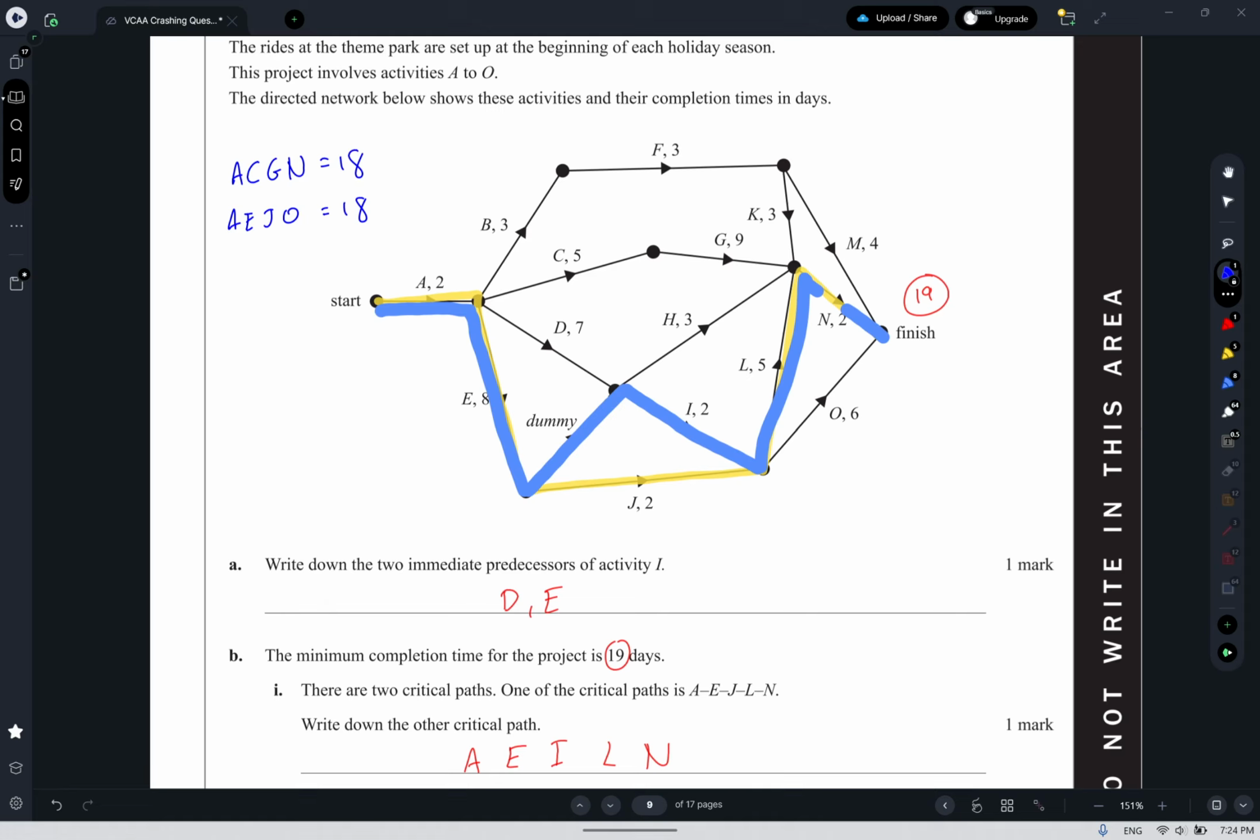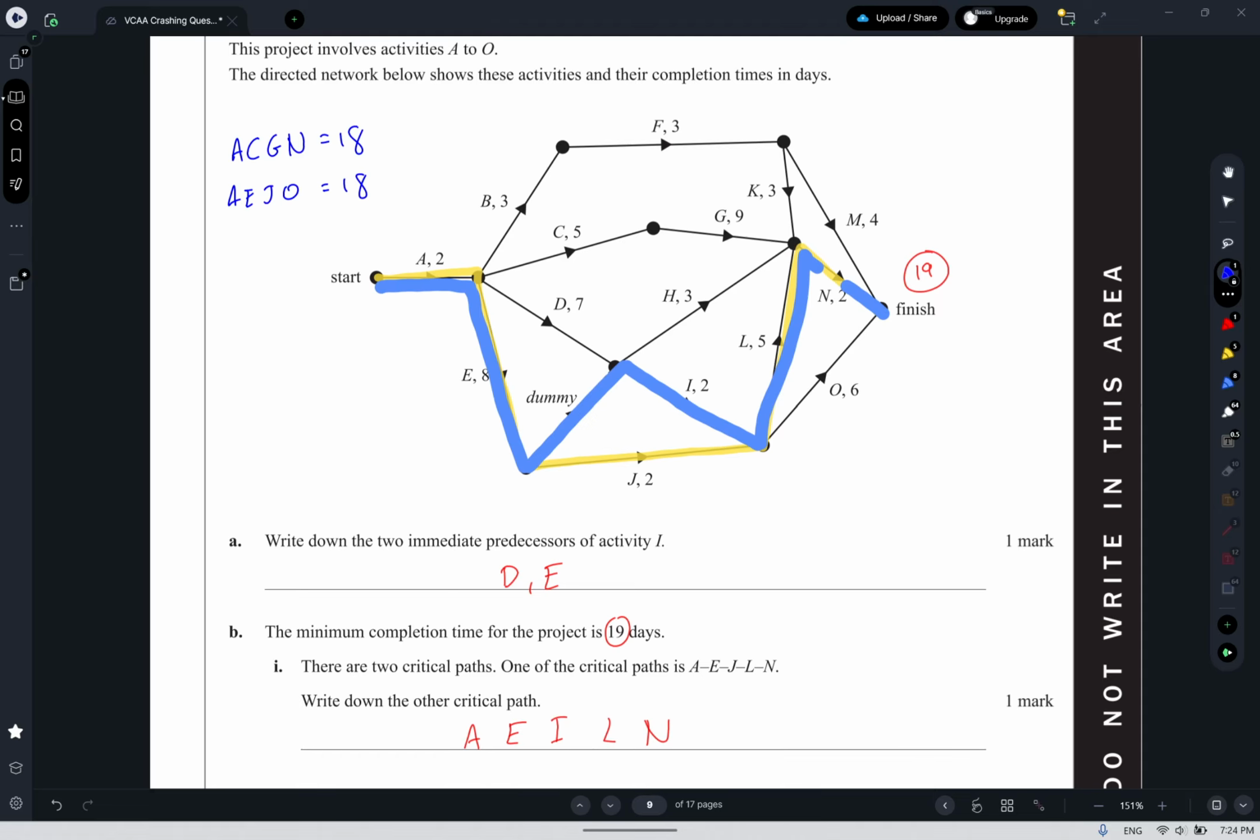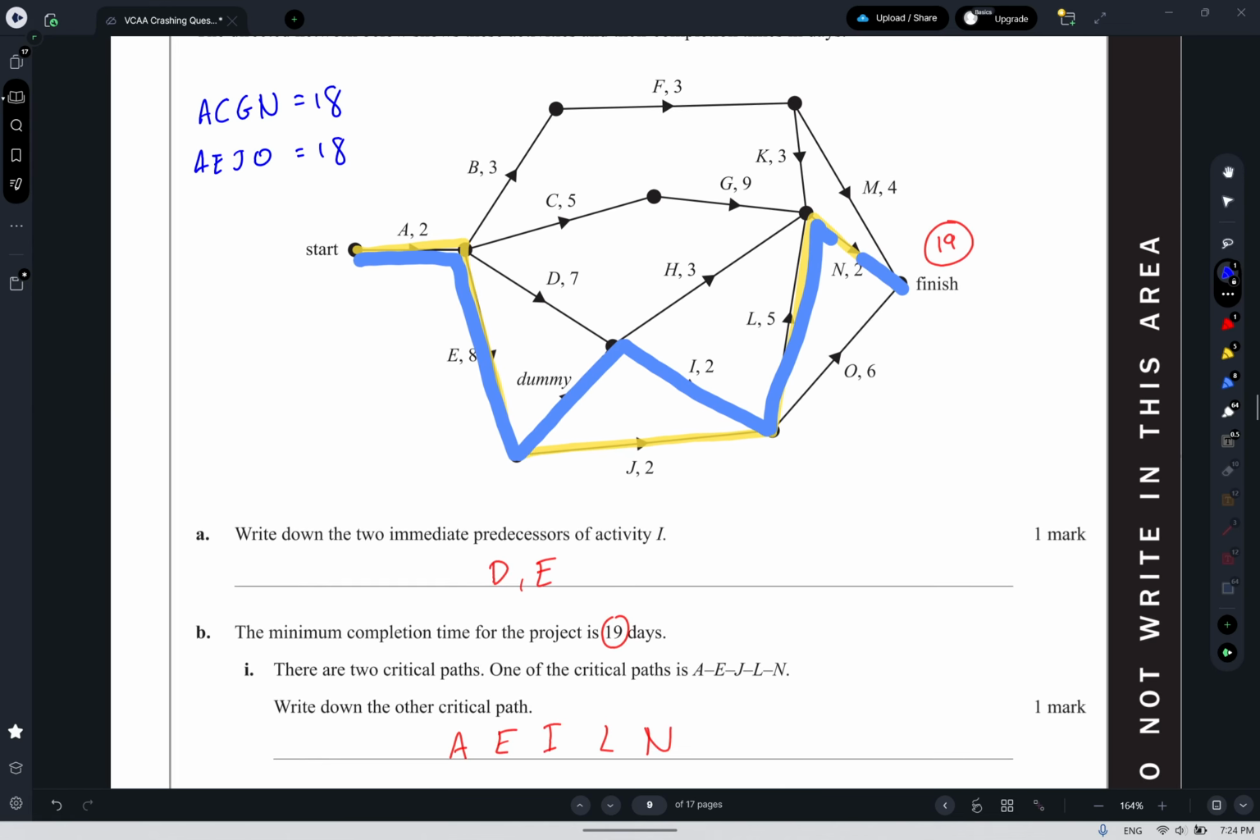Cool. So again, you'd hopefully spend time in your reading time poking around with the graph and seeing if you can find shortest path, longest path, that sort of thing. Alternatively, you can write down every route through the graph, and that would also work. But in the interest of being quick about it, we've got ACGN, which is 18, AEJO, which is 18, and then the two critical paths, which are both 19.